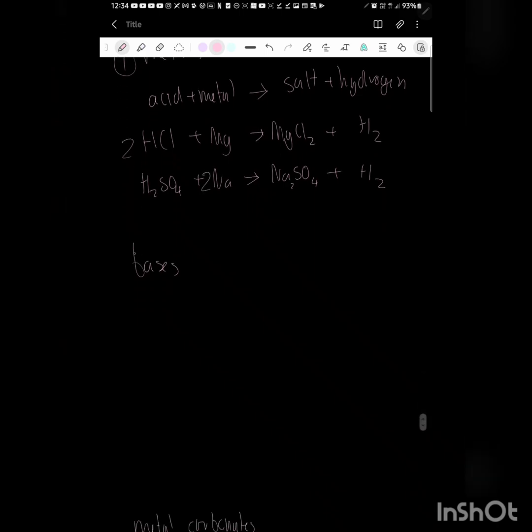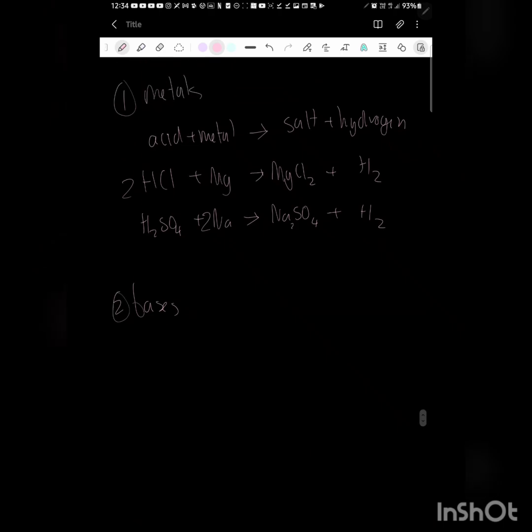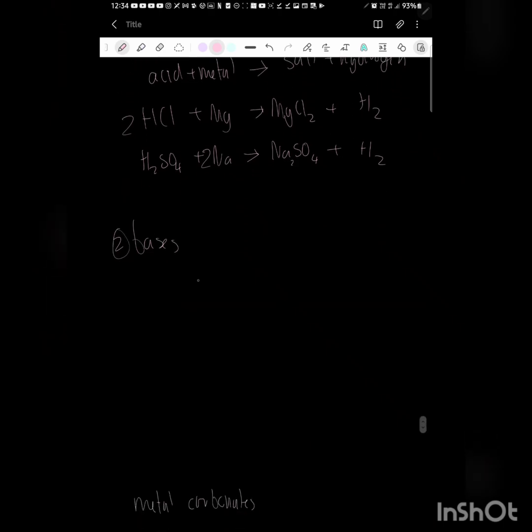Okay, so next is with bases. So as an example of a base, we need the general formula first. So in the base, I would normally talk about metal hydroxides. So now we need acid plus metal hydroxide, and this gives you water and a salt.